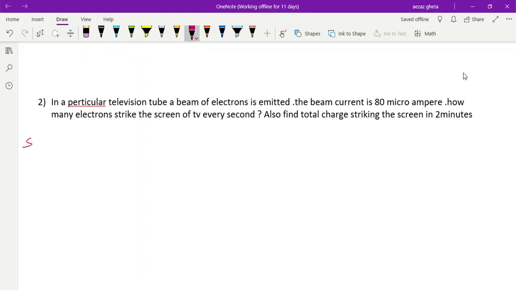So this question. In a particular television tube, a beam of electrons is emitted. The beam current is 80 microampere. So I is equal to 80, and micro is 10 power minus 6 ampere. How many electrons strike the screen of the TV in every second? So N is equal to question mark. And you know that e is equal to 1.6 into 10 power minus 19 coulomb. It is a standard. Whenever N is to be found, this e will come. They asked how many electrons, so N we have to find.